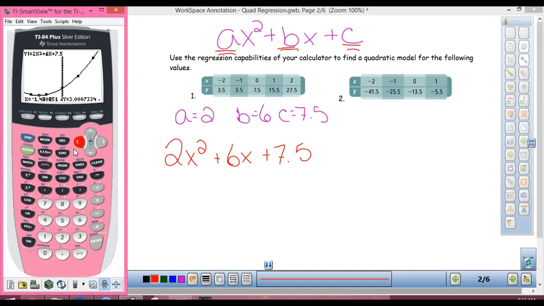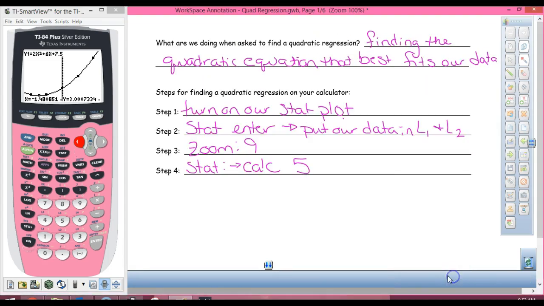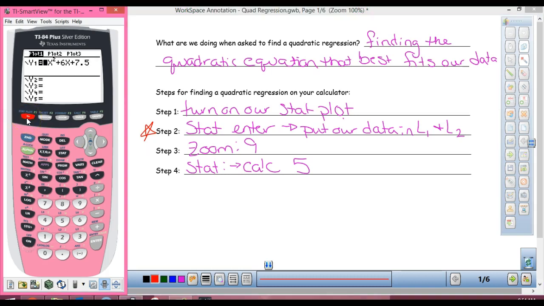Okay, so let's do number 2. Now here's the nice part. Before our stat plots are already on. So basically what we need to do is go back to step 2. But in order for this to work, guys, you've got to clear out your y equals. You've got to go to your y equals and hit clear.